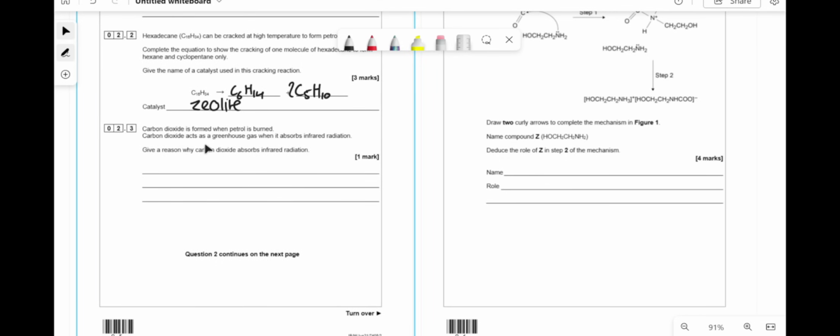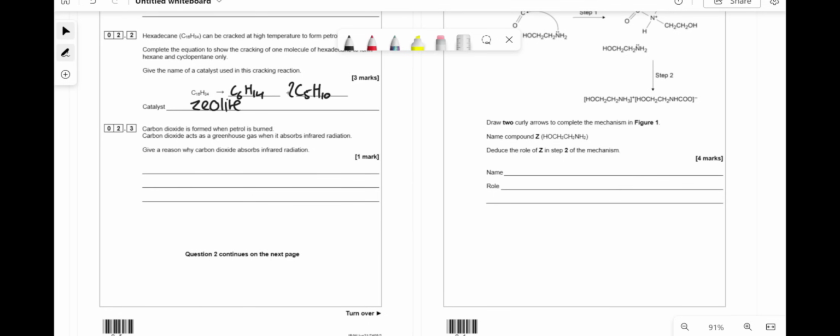Carbon dioxide is formed when a petrol is burned. Carbon dioxide acts as a greenhouse gas when it absorbs infrared radiation. Give a reason why carbon dioxide absorbs infrared radiation. So this is taking what you know about infrared spectroscopy. How infrared spectroscopy normally works is that IR radiation, so infrared radiation, is absorbed by covalent bonds in the molecules. Those bonds are always vibrating at different frequencies, so they're vibrating at a different number of vibrations per second. If the IR radiation has the same frequency as the bonds, it is absorbed.